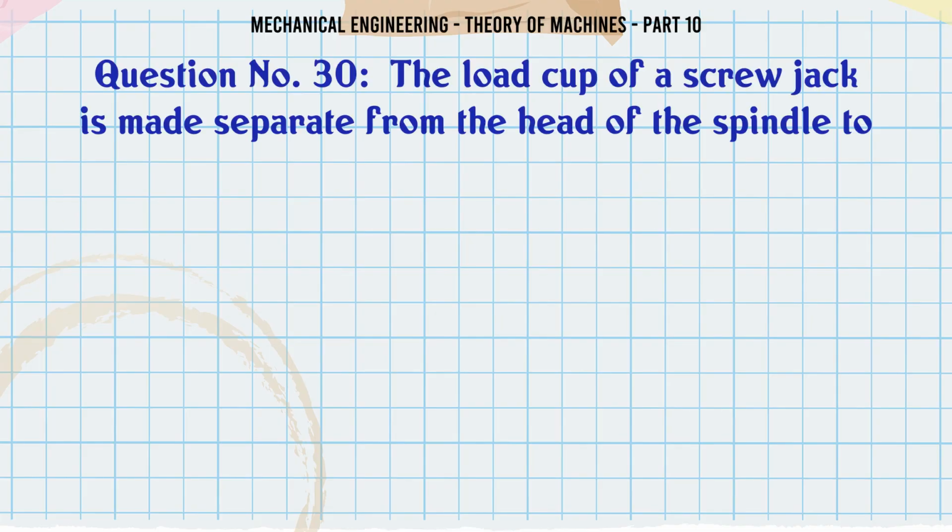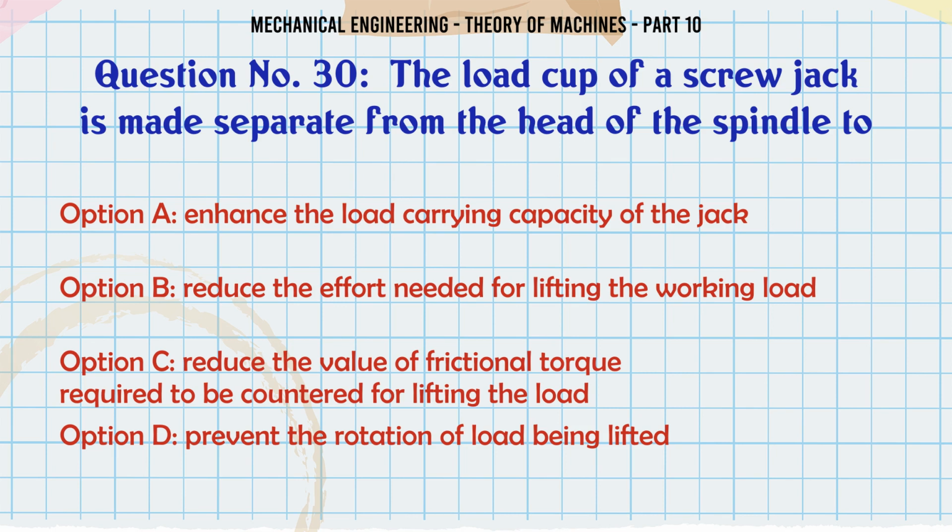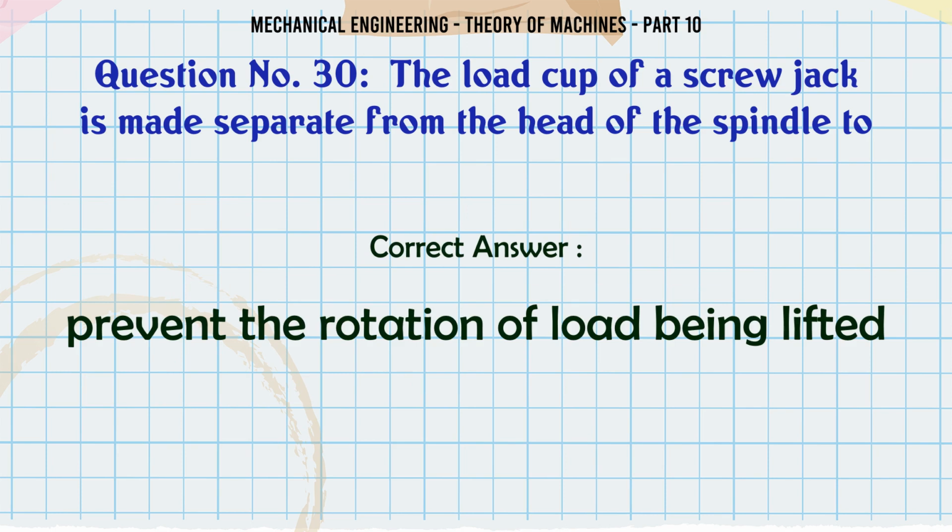The load cup of a screw jack is made separate from the head of the spindle to: A. Enhance the load carrying capacity of the jack. B. Reduce the effort needed for lifting the working load. C. Reduce the value of frictional torque required to be countered for lifting the load. D. Prevent the rotation of load being lifted. The correct answer is prevent the rotation of load being lifted.